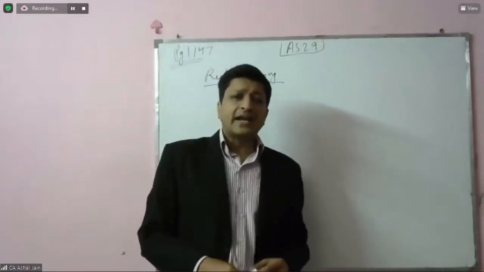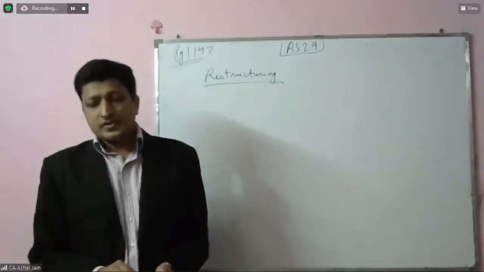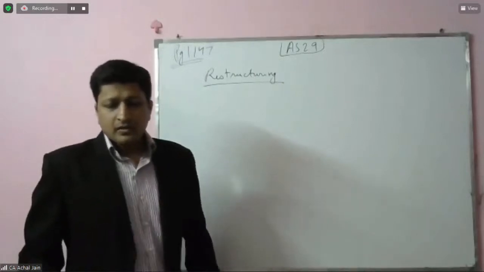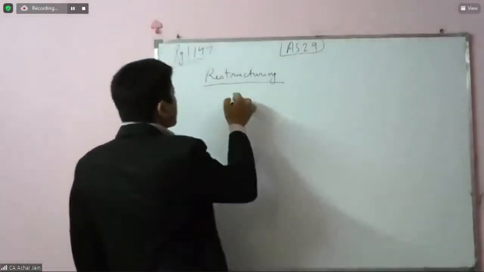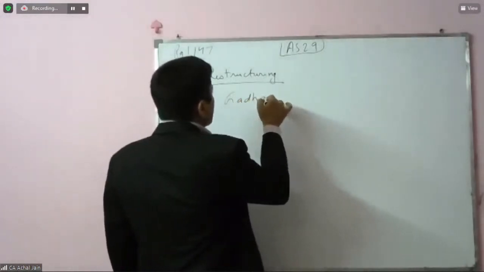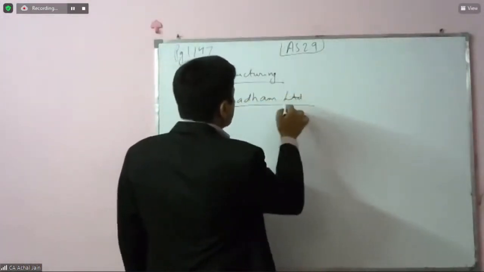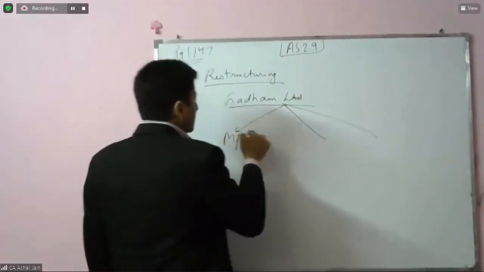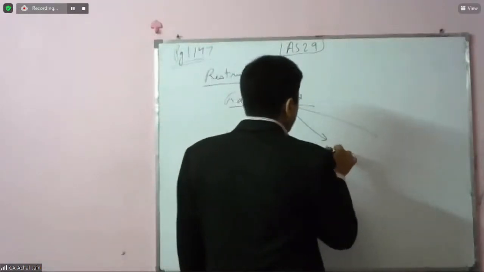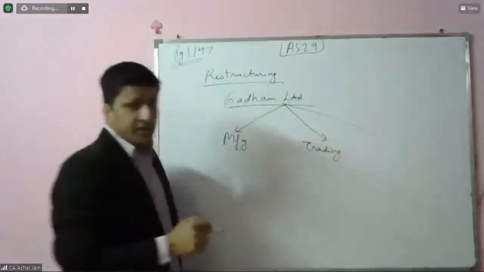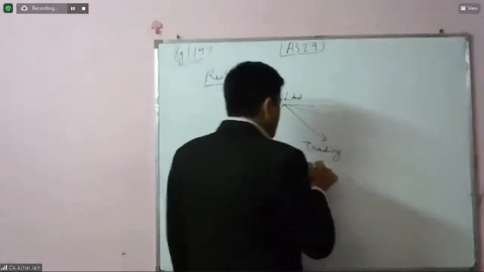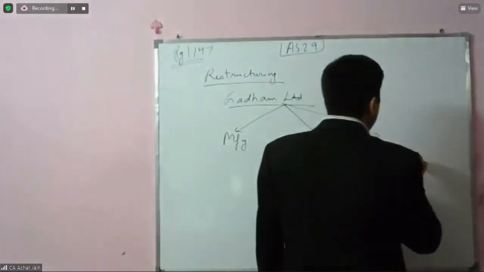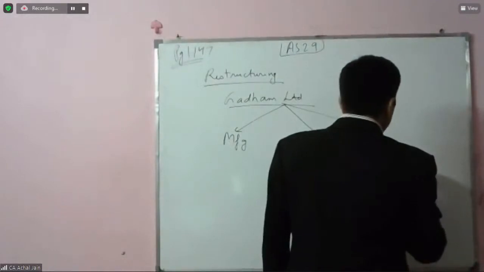See, for example, an entity has got 3 lines of business. Okay, let's suppose an entity has got 3 lines of business. This is Galam Limited, which has got 3 lines of business. So they are into manufacturing and they are into trading. So manufacturing they do for certain products, and trading is for product A, and third one is for trading of product B.